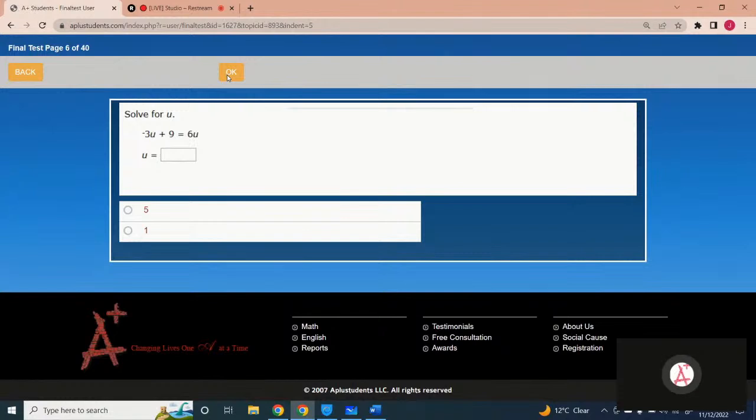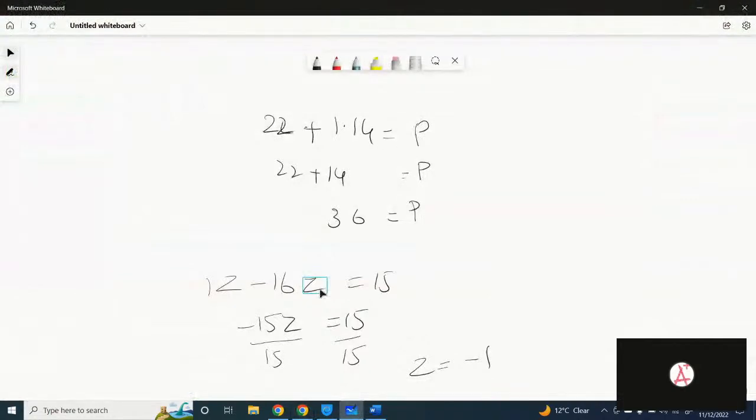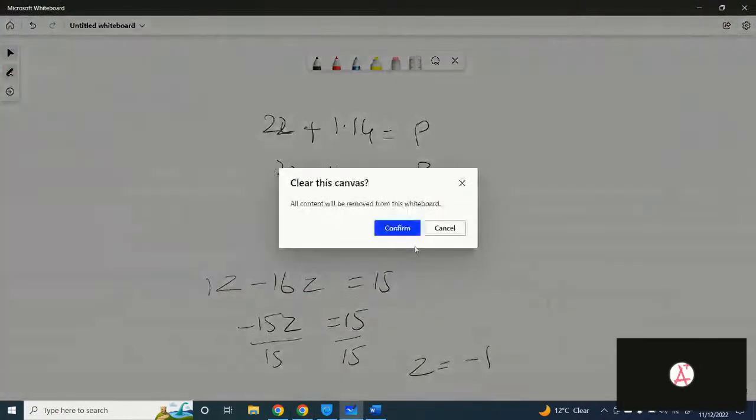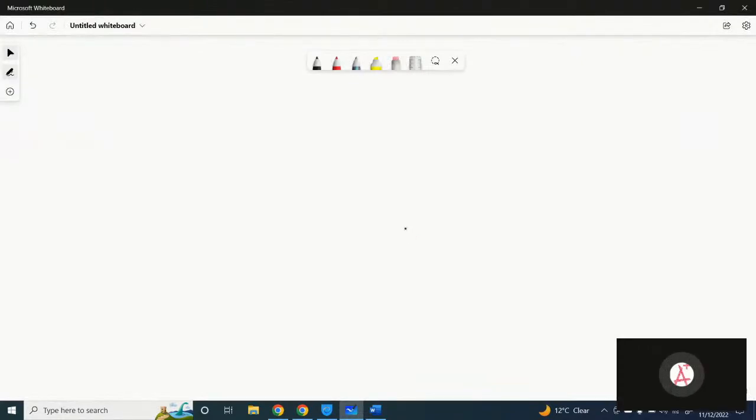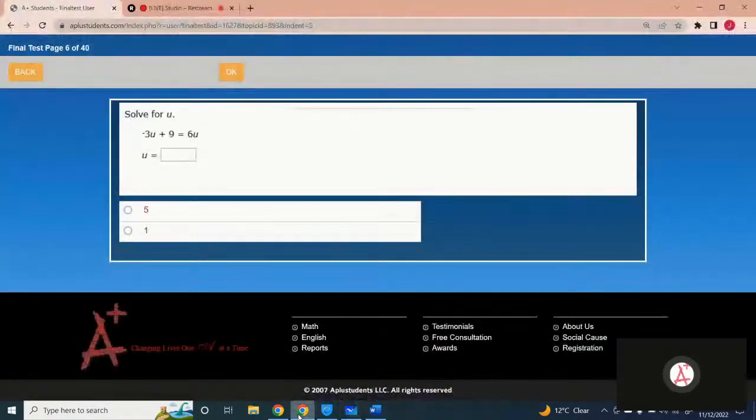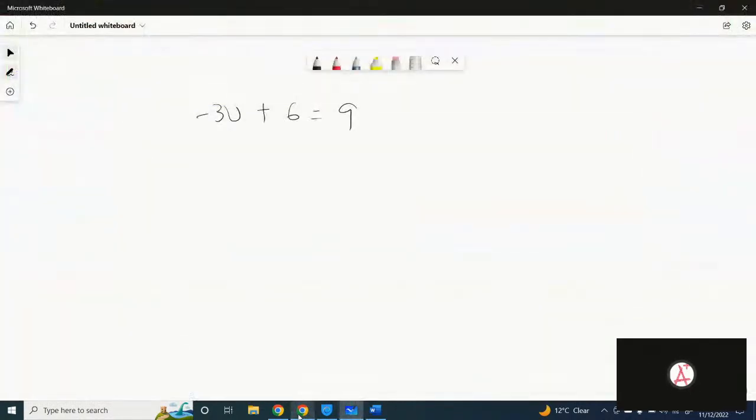Okay, solve for u. Negative 3u plus 9 equals 6u. Move that 9u to the other side and 6 to the other side. First of all, you have to collect the like terms. Got it? So you have to just move that negative 3u to the other side. It would be 9u minus 3u.